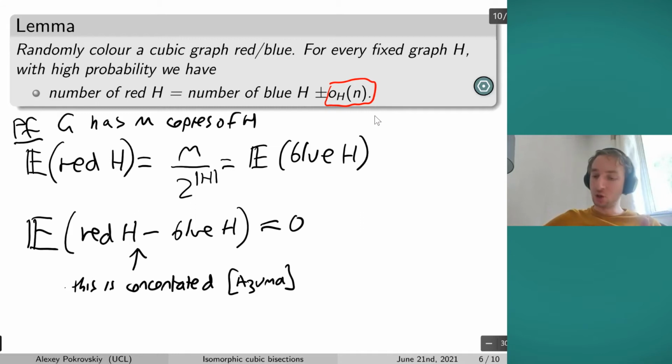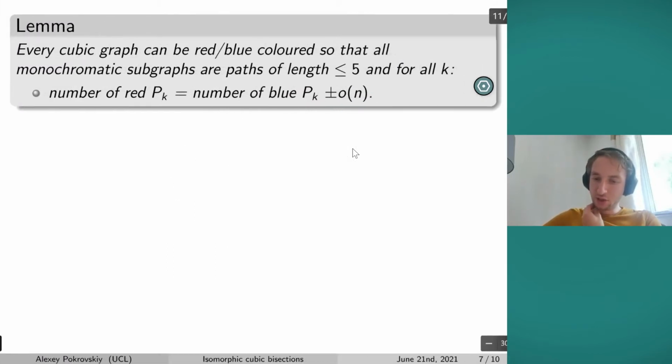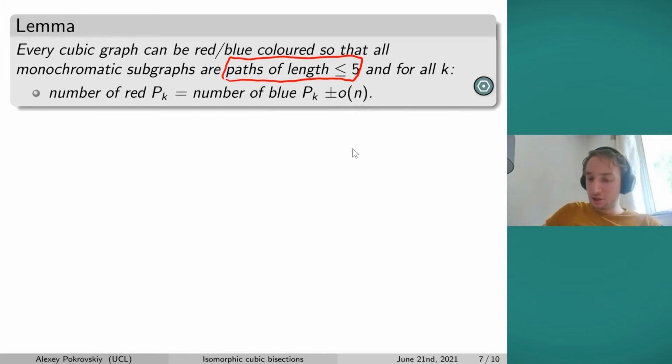So next I'll show you a version of this lemma, which is basically the same, except it doesn't have any large components. All of the components end up having bounded size. So here's the version. It says that every cubic graph can be colored so that all monochromatic subgraphs are paths of length at most 5. So if you look at any monochromatic component, it's always a path of length at most 5. And then also everything is concentrated, so the number of copies of every graph is concentrated like before. This is what I'll present next.